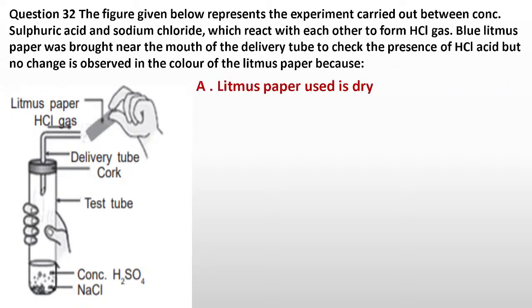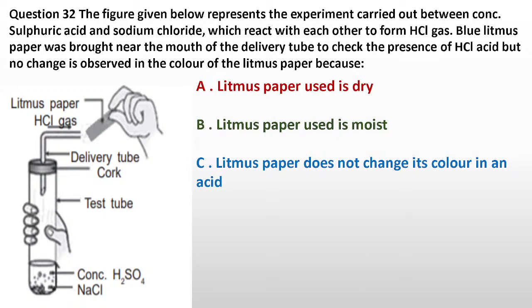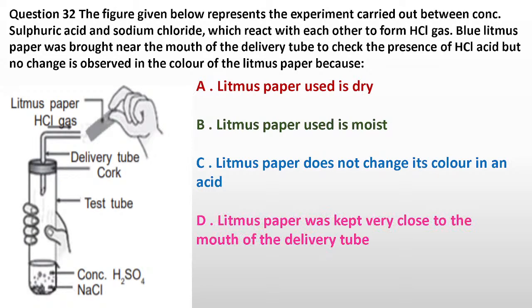And the options given are A, litmus paper used is dry. B, litmus paper used is moist. C, litmus paper does not change its color in an acid. D, litmus paper was kept very close to the mouth of the delivery tube.